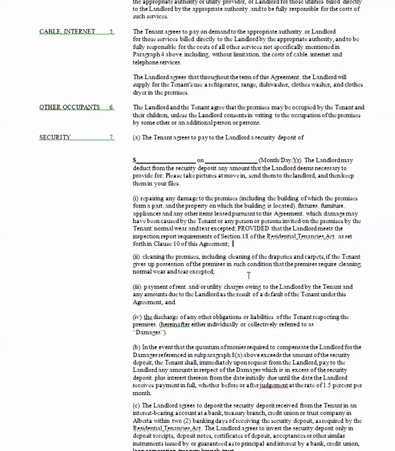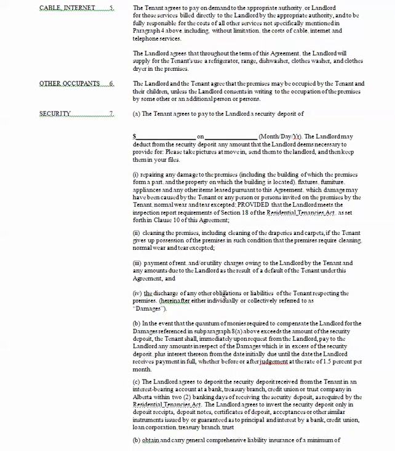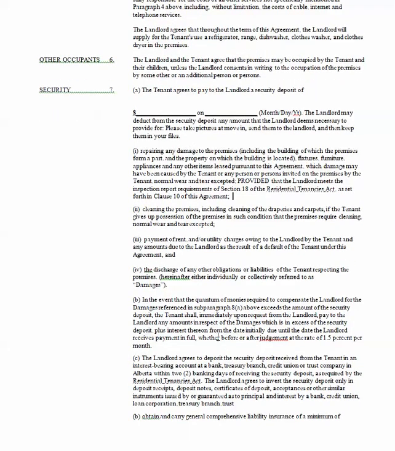So cleaning of the premises, including cleaning of the drapes and carpets, if the tenant gives up possession of the premises in such a condition that the premises require cleaning. Normal wear and tear is acceptable, or expected, I should say. So payment of rent and or other utilities owing to the landlord by the tenant, that will be taken off the damage deposit. The discharge of any other obligations, in the event that monies required to compensate the landlord for damages in reference to paragraph 8 above exceed the amount of the security.